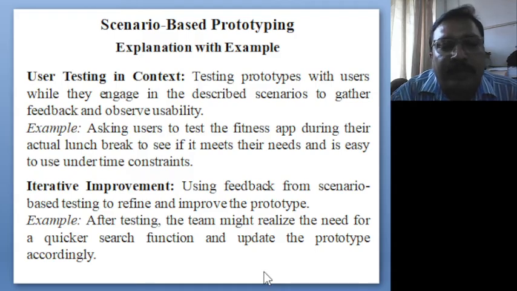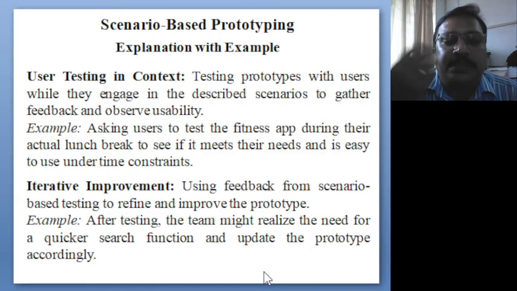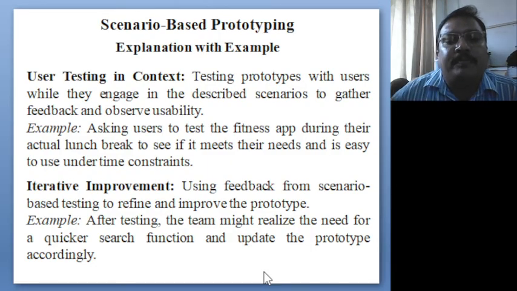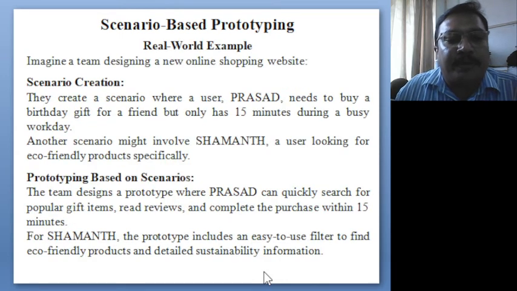After collecting feedback from testing, the team might realize the need for a quicker search function and update the prototype accordingly. That is based on the testing stage, and they are doing the iterative improvement. Iterative means keep on modifying, doing it again, and changing it after collecting the feedback. That is called iterative improvement.